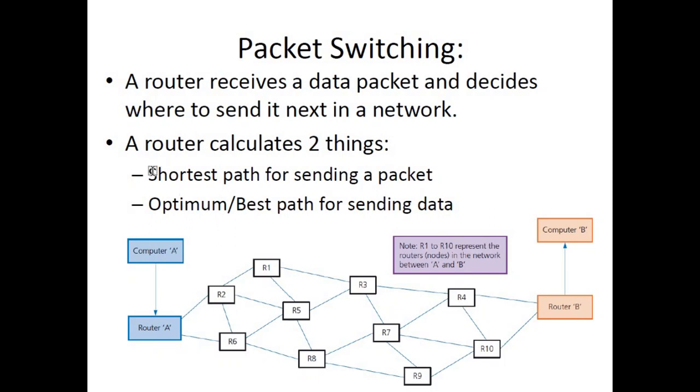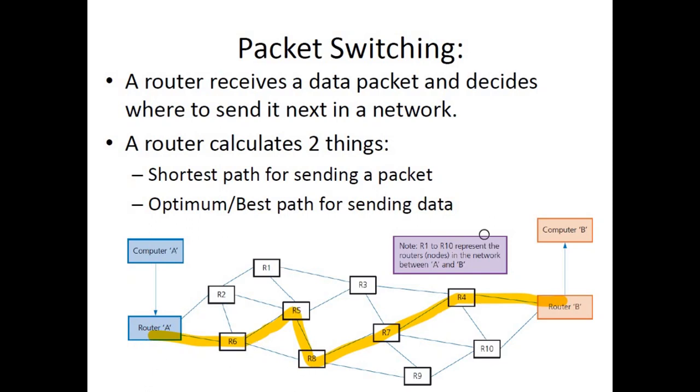So the router calculates the shortest path for sending a packet, with the shortest possible number of routers in between, as well as the optimum or the best path for sending that data. Like for example, we saw 1, 2, 3, 4, this would be the shortest path. But what if over here the network is already very much crowded? What if the router has already sent 16 packets through this route? In that case, the router is not going to follow this path. Instead, it is going to follow maybe this one. It contains 1, 2, 3, 4, 5. This route is a little longer. It has one additional router in between, but this path is empty.